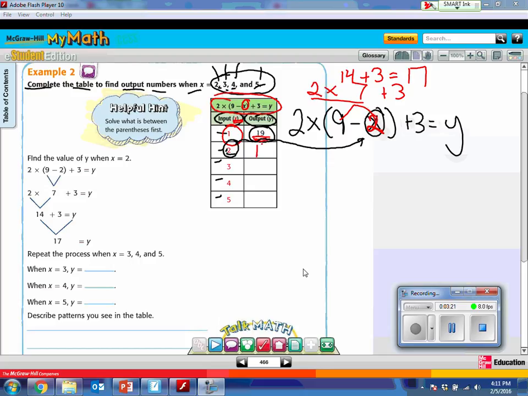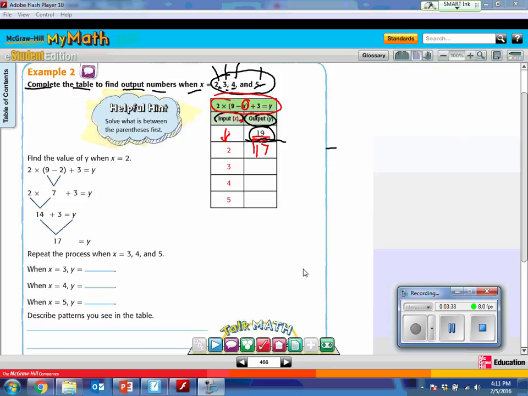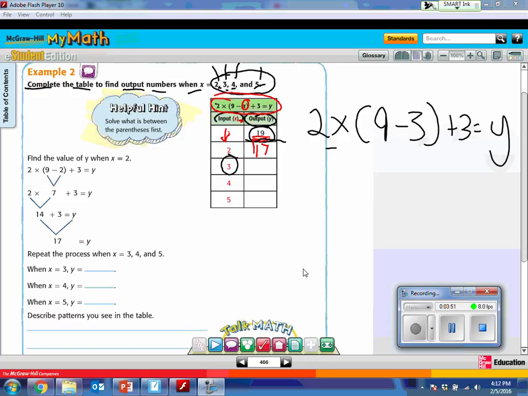Now that is interesting. Watch what happens. Our numbers here are getting bigger, and yet these numbers are getting smaller. That's an interesting observation. Let's try another one. Here we have our 3. So we can go ahead again, put our equation 2 times 9 minus our x, so we're going to put 3 in there, plus 3 equals y. Well, I know that I'm going to take 9 minus 3 equals 6. I'm going to say 2 times 6 equals 12, and 12 plus 3 equals 15.